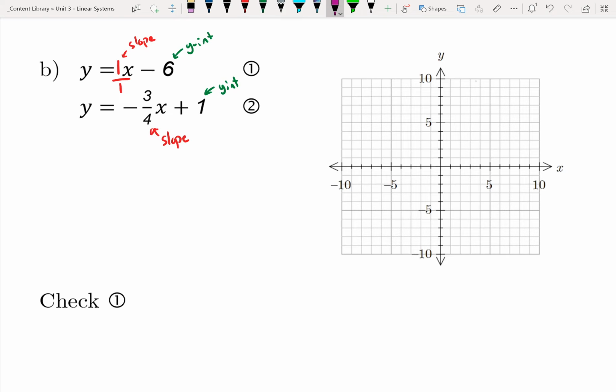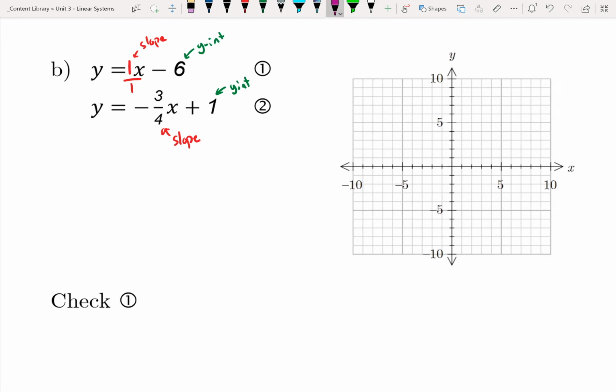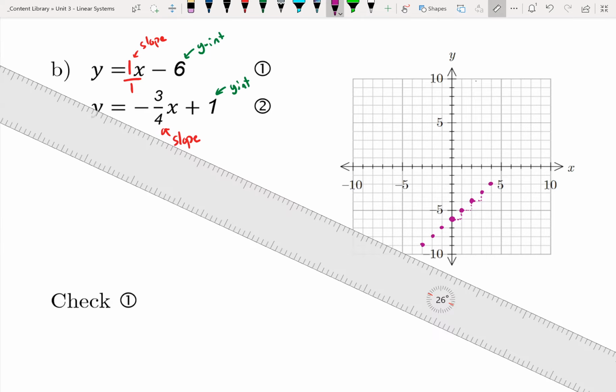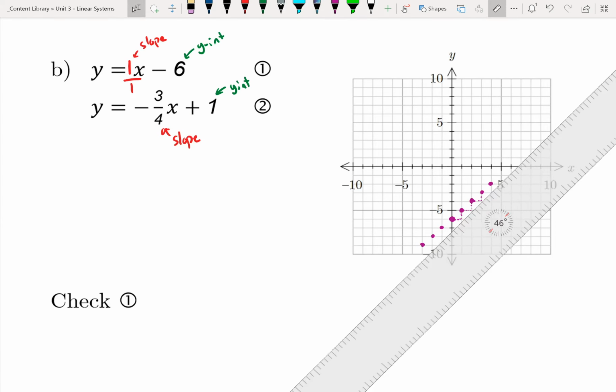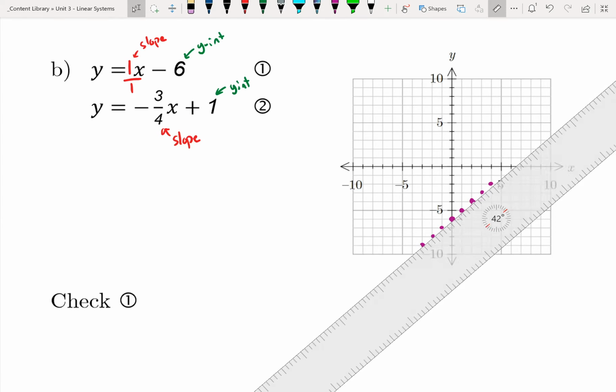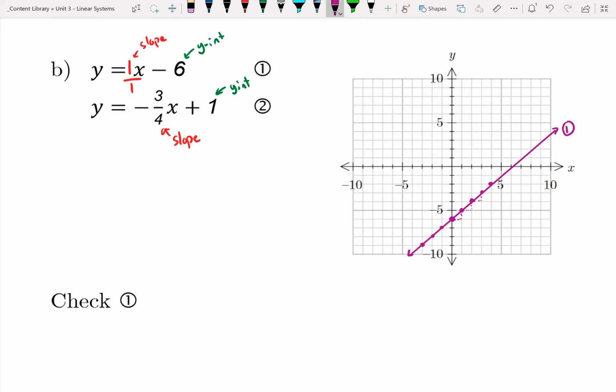So I'm going to graph each line. Equation 1, we start at -6 for the y-intercept, and then we use our slope of 1 over 1 to plot the rest of the points. And it continues on in both directions. Again, I can continue on till it's full, or I can do a couple where I get comfortable enough that I can use a ruler to draw in the rest. And there is my first equation.